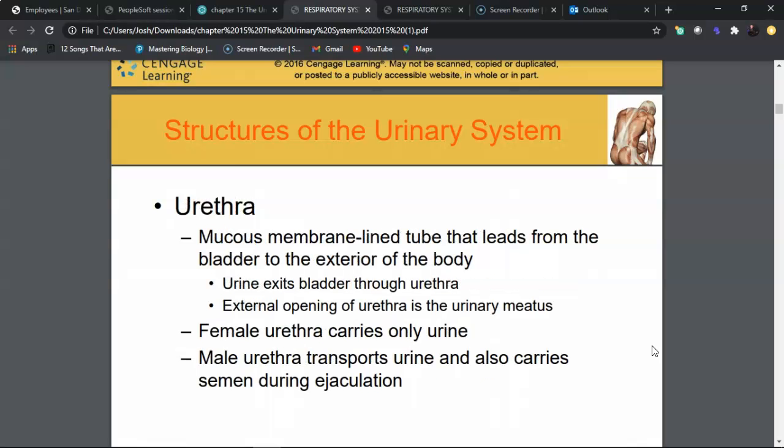So from the bladder, which is our holding spot or our temporary reservoir, we then have another tube that goes from the bladder to the outside, and that's called the urethra. It also is lined with a mucous membrane, but it is how the urine exits the body. The external opening of the urethra is called the urinary meatus, and that's true for both males and females. The female urethra carries only urine, but the male urethra does transport urine and also semen during ejaculation.